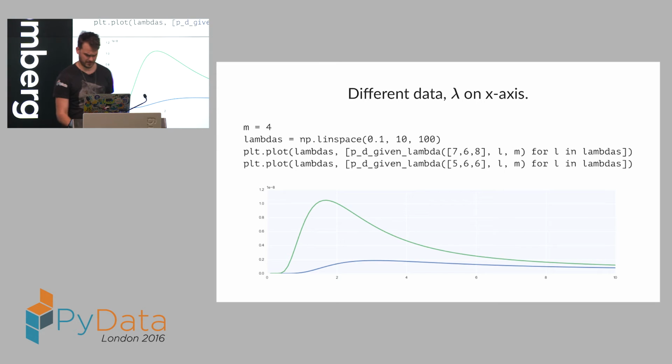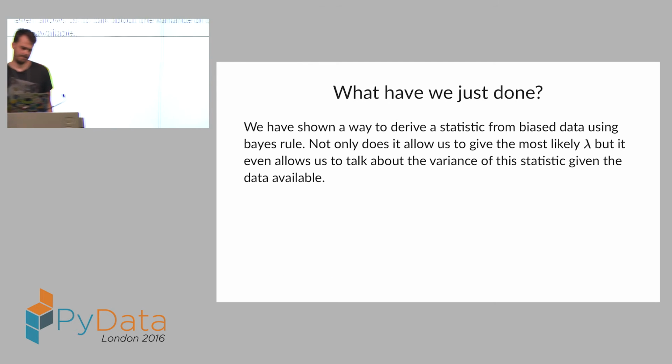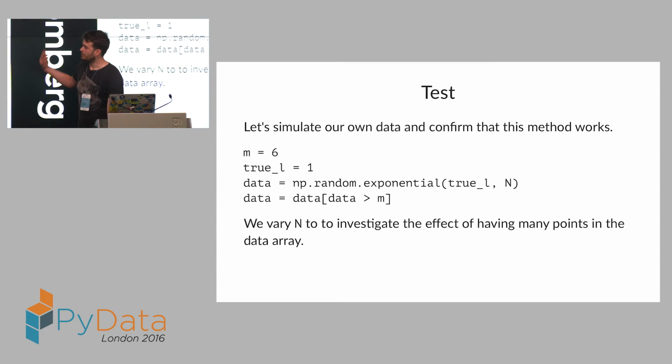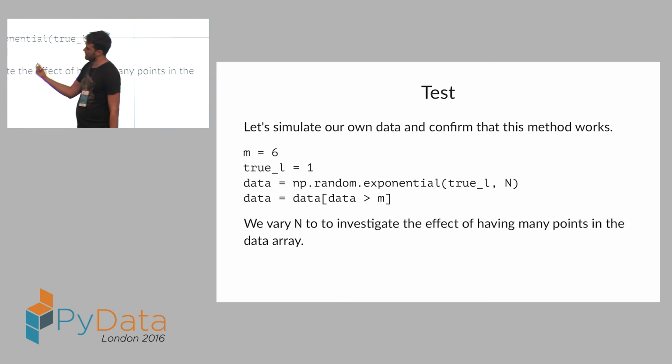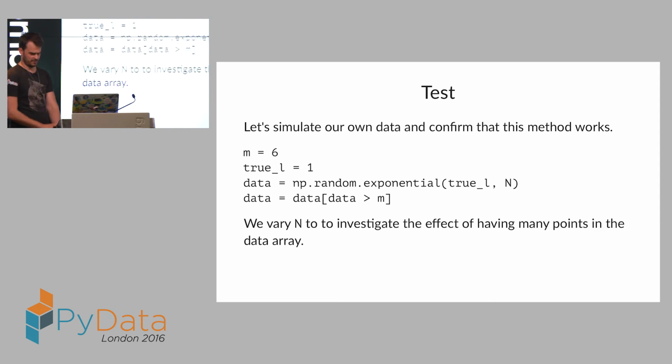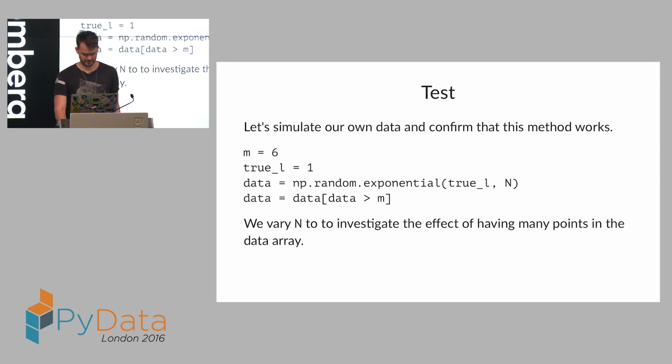Well, this is kind of hypothetical, so instead it might be best to simulate our own data and confirm that it actually works. I think that this might be more appropriate. So let's say the true lambda is equal to 1. I have this m that's equal to 6. I'm generating a whole bunch of random exponential data, and then I only make a subset of it, and I only want to have the values that are actually larger than m. I'm going to do this a bunch of times to show that this algorithm actually works.